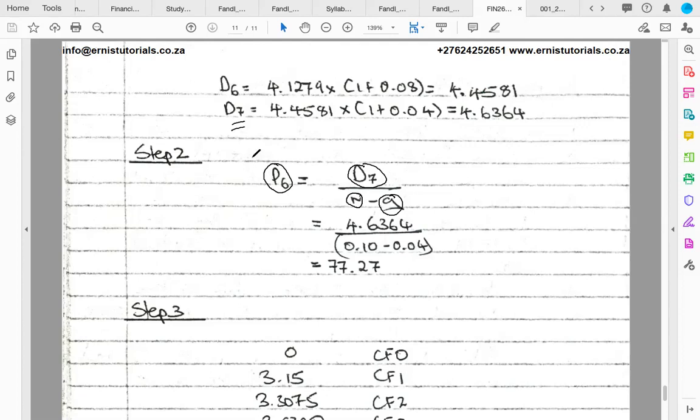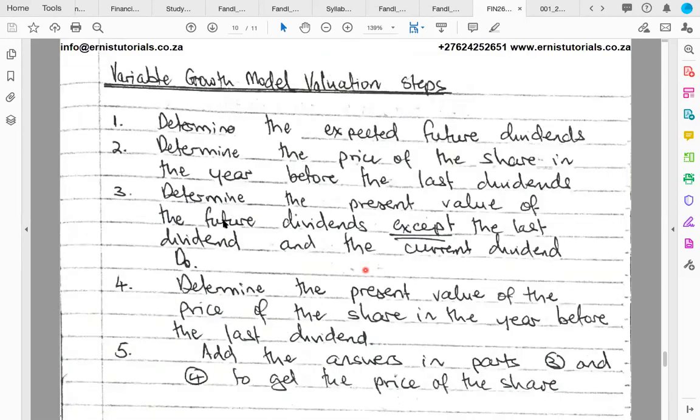So the price at time 6, the price in the year before the last dividend, will simply be D7, which is the next dividend, over the required return minus the growth rate. And then we substitute that information into our formula, D7 over our required return minus this final growth rate. We use the final growth rate here. That's very important, which is 0.04. And then we get 77.27.